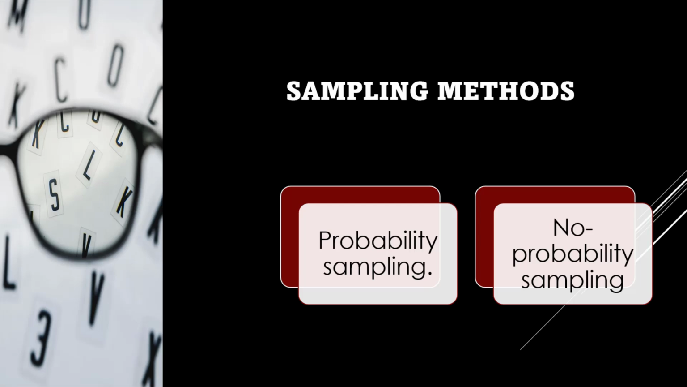It means that the sample is selected randomly and each member of the population has an equal chance of being selected. But when we talk about non-probability sampling, it refers to a sampling method in which some members of the population may not have a chance of being selected, or the chance of selection is unknown. So let's discuss further the different types of probability sampling and non-probability sampling.